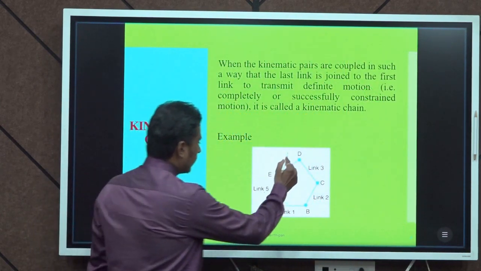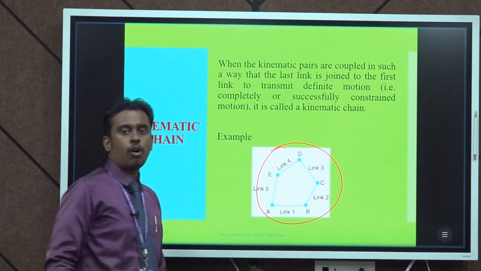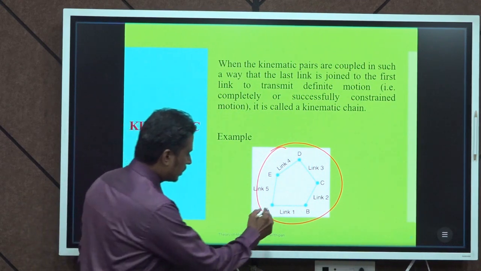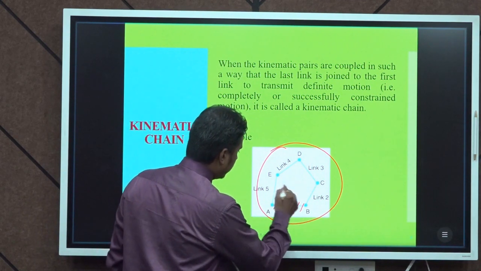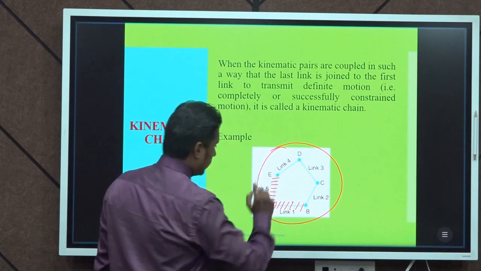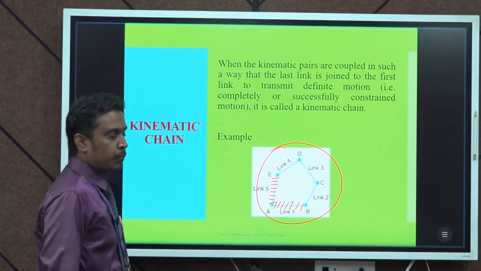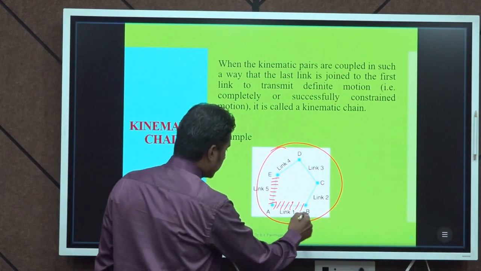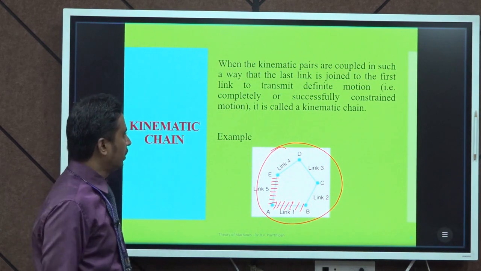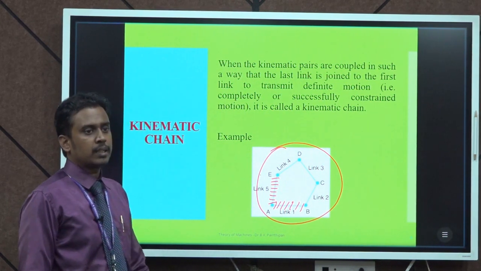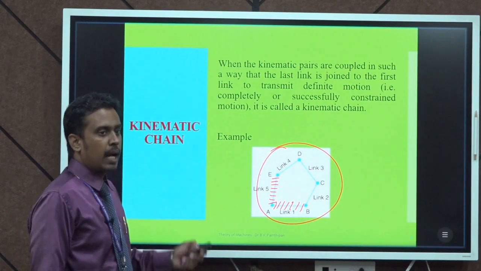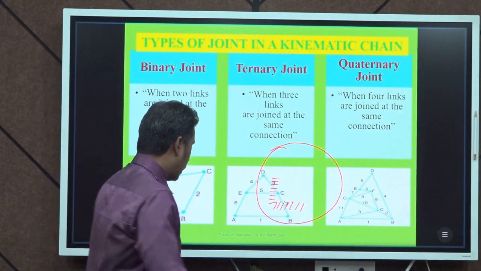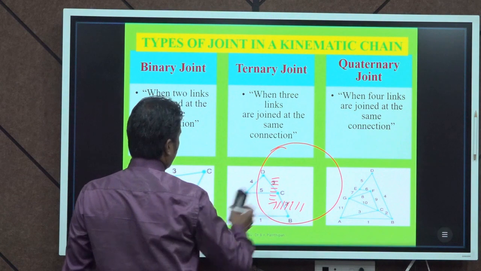Kinematic chain is nothing but the combination of kinematic pairs in a condition that the first link must be connected with the last link. So, that is the definition. When the kinematic pairs are coupled in such a way that the last link is joined with the first link to transfer the motion, the motion may be completely constrained or successfully constrained, then the arrangement is known as kinematic chain.